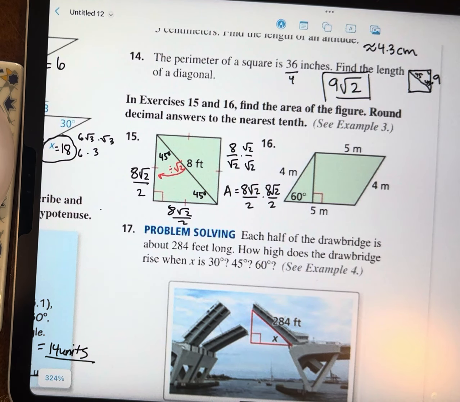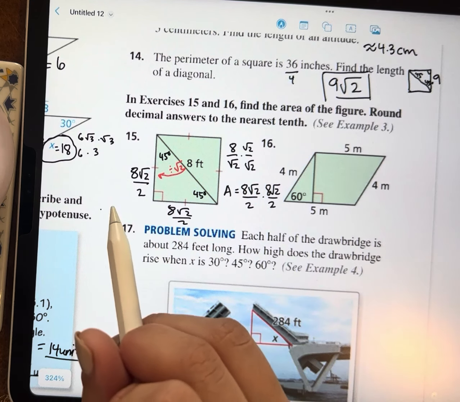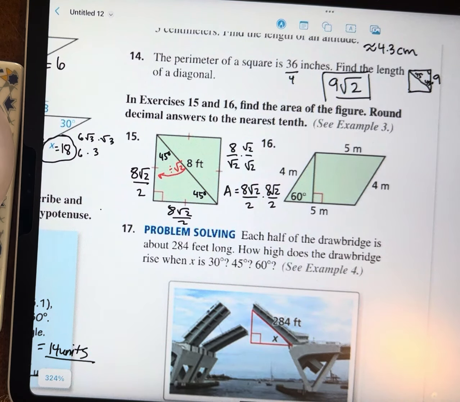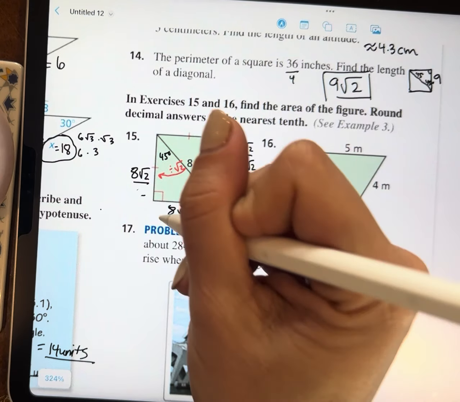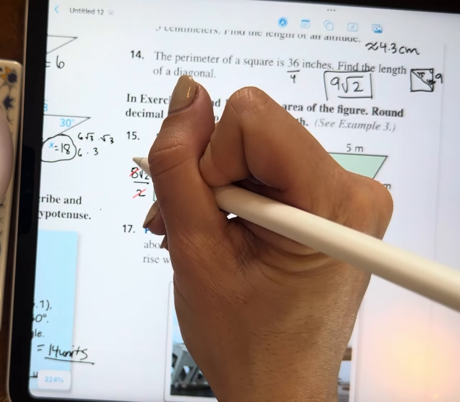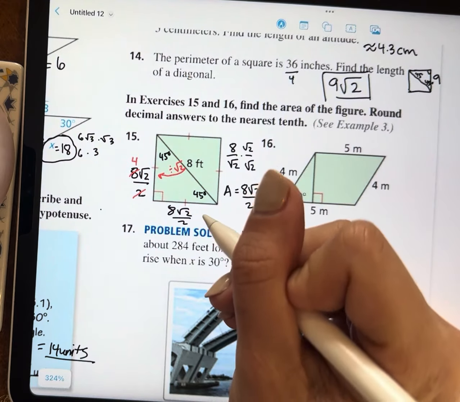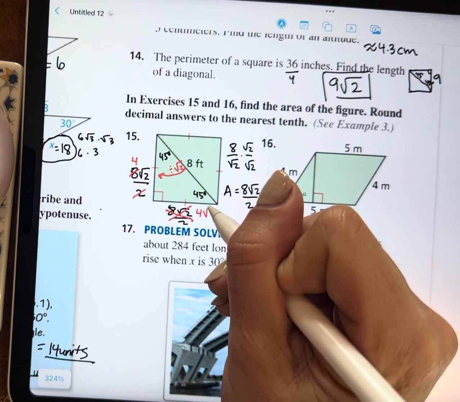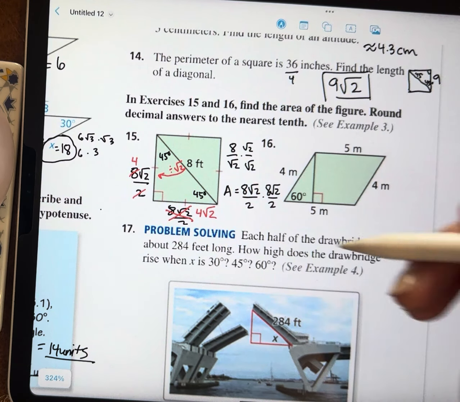8 times 8 is, oh my gosh. Rewind, you guys. I got so excited. 8 over 2 actually does reduce. Why did that make it an eraser for me? 8 over 2 does reduce to 4 rad 2. So this is 4 rad 2. We all make mistakes, you guys.